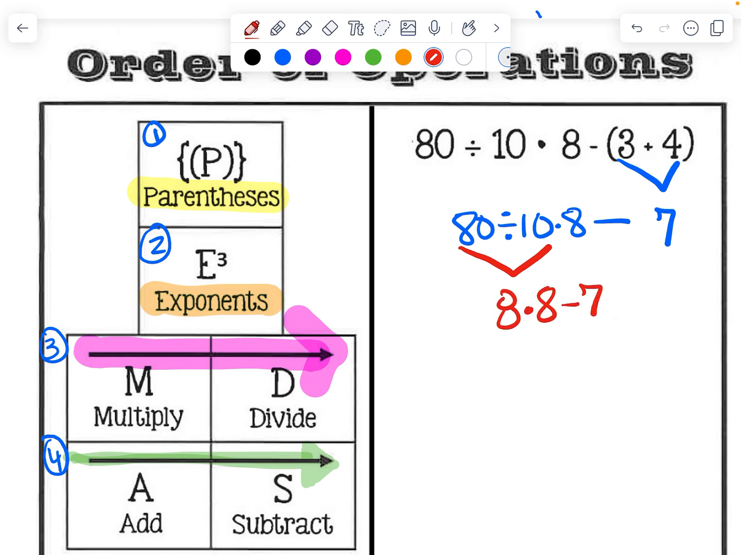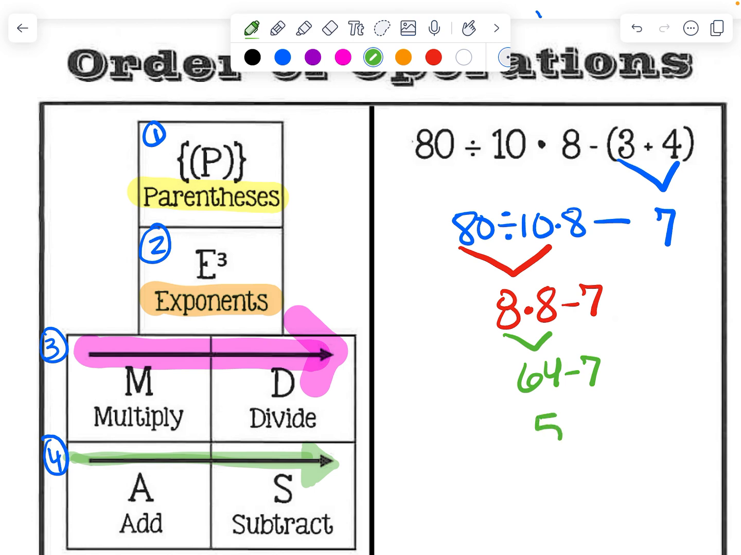Moving down the list, I've not finished my multiplying and dividing, so I need to do another multiplication here to get 64. And then my last step is to subtract. So 64 minus 7 is going to be 57. That would be my answer.